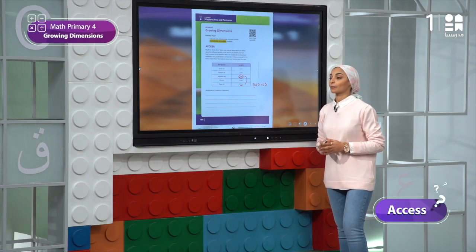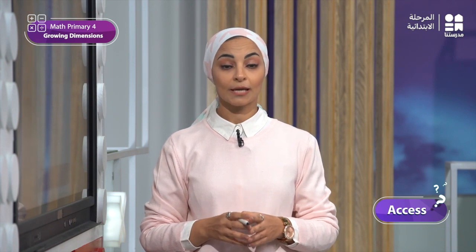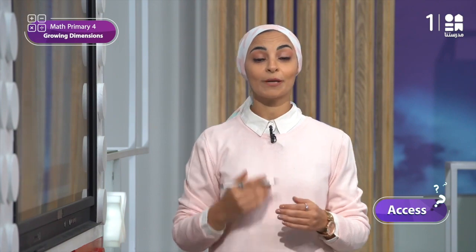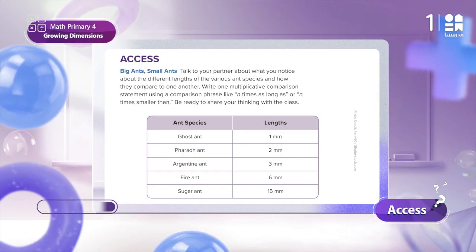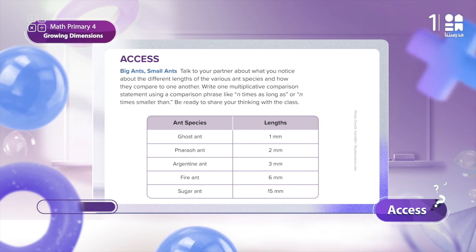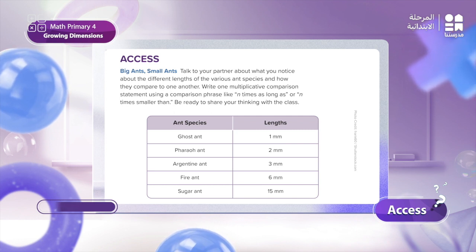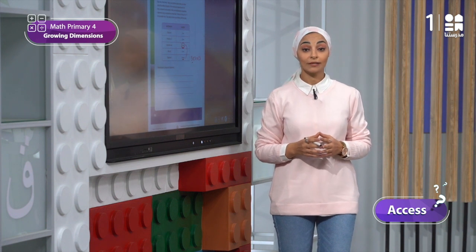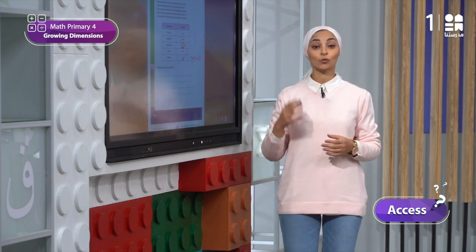Okay? طيب, in the same way, I want you to try to write in your book 2 statements to compare between different ant species in this chart. I'll give you some time to write them, then we will be back again. Now let's see some of the examples you might have thought about. تعالوا نشوف examples اللي انتوا ممكن تكونوا فكرتوا فيها.